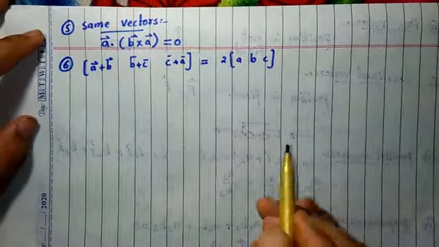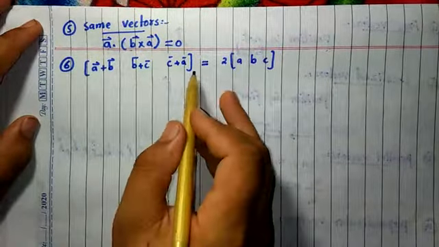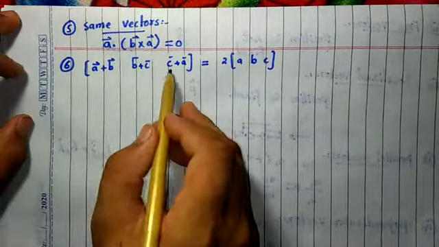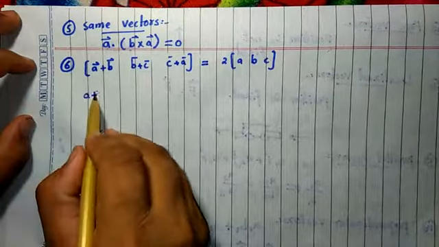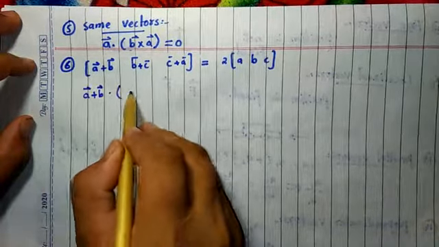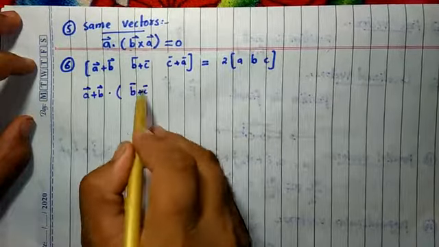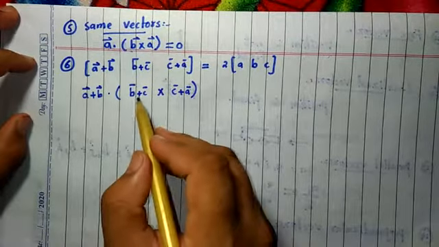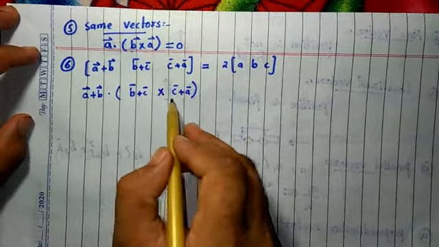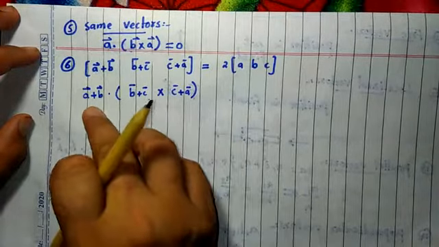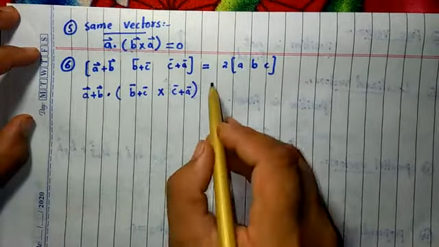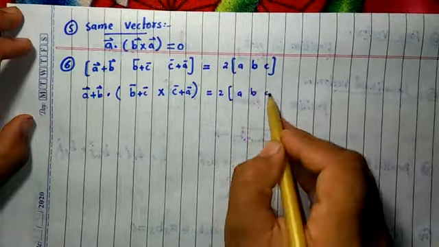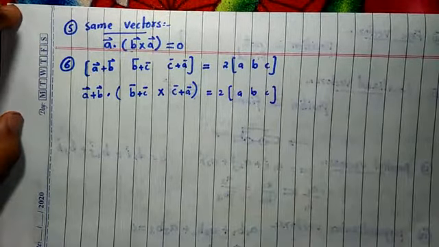Now we are going to solve this problem or result. This result is simple. If we write this notation into that notation, it will be equal to (A plus B) dot product with (B plus C) cross (C plus A). If we solve this cross product, then multiply with that dot product, after that the result will be equal to 2 times the scalar triple product of vectors A, B, C.